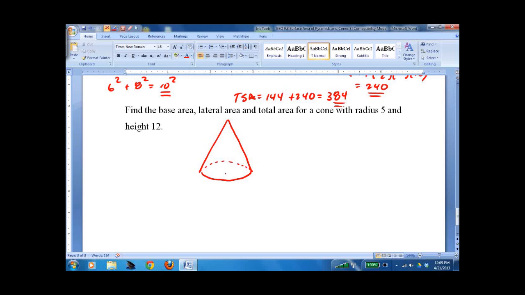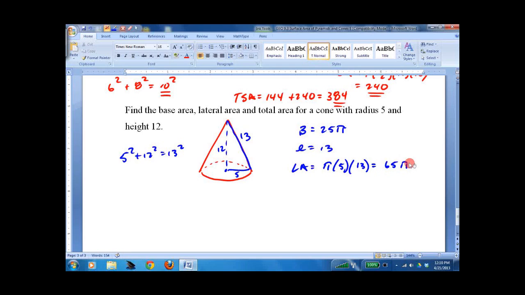Cone, I just did this one. I would recommend doing it again. But I just showed you that the base area is 25 pi. The slant height is 13 because 5 squared plus 12 squared equals 13 squared. And lateral area is pi times 5 times 13, which is 65 pi. And total surface area is 90 pi.